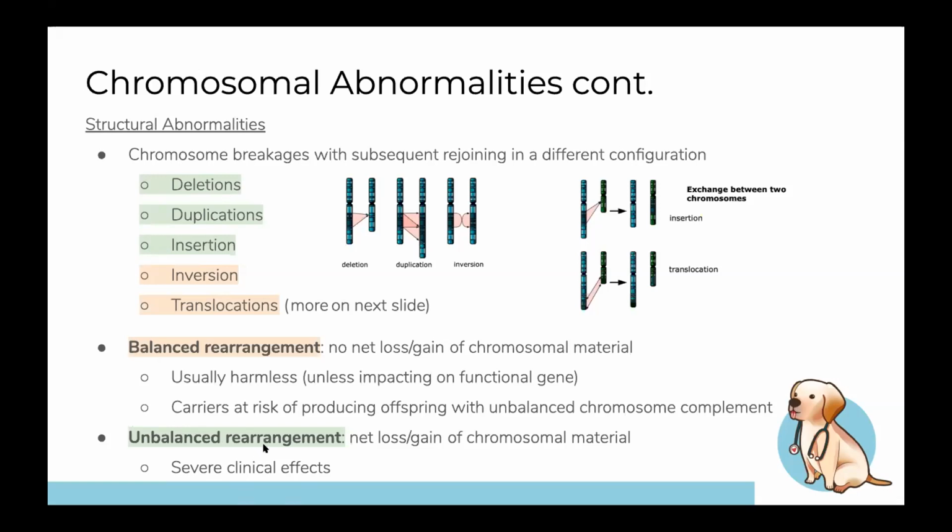And for balanced rearrangements, there's inversion, which is just swapping it. Here's an example: with inversion, we've just swapped the locations, but all the chromosomal material is still there. And translocation is basically you're changing locations, but once again, all the material is still there, and we'll talk about that in a little bit more detail here.